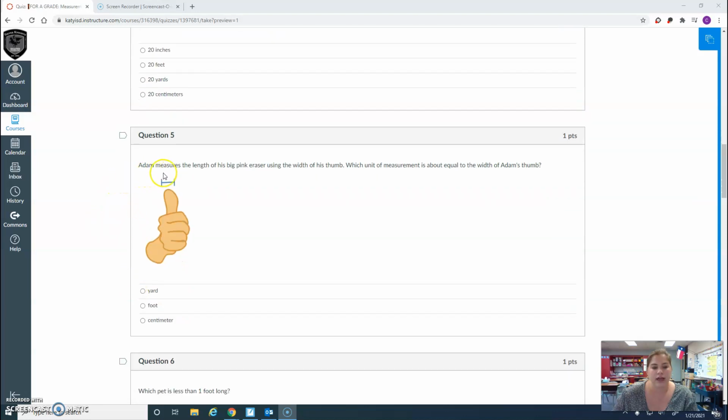Question 5. Adam measures the length of his big pink eraser using the width of his thumb. Which unit of measurement is about equal to the width of Adam's thumb? A yard, a foot, or a centimeter?